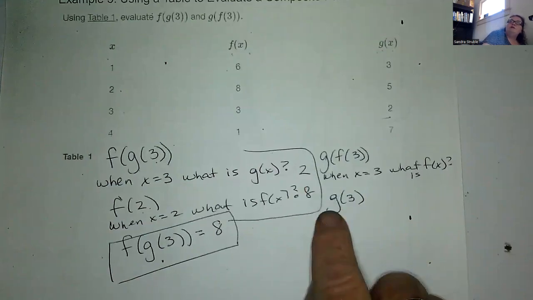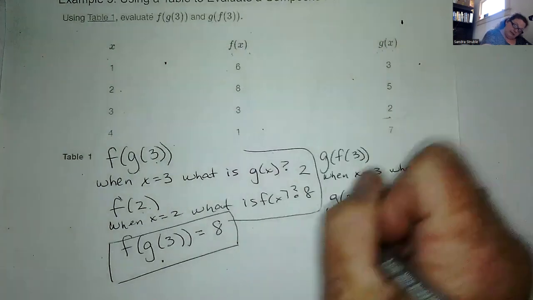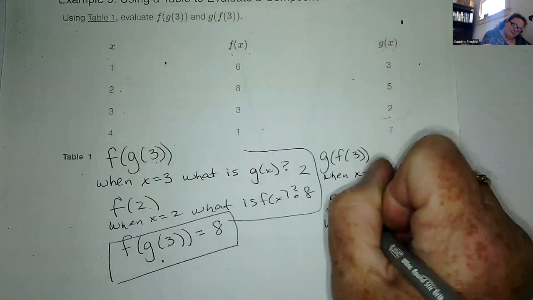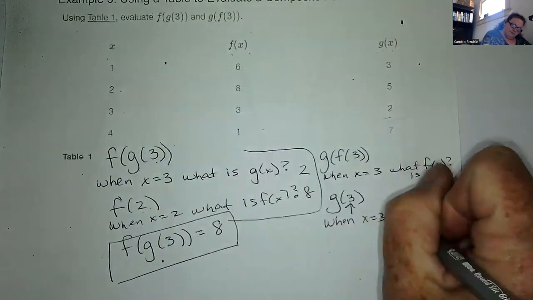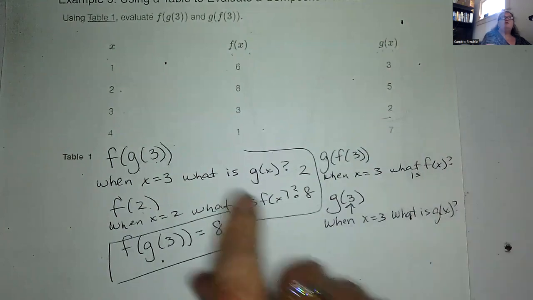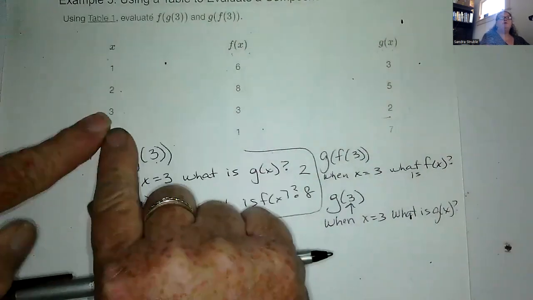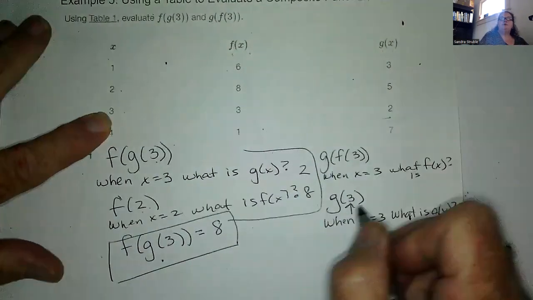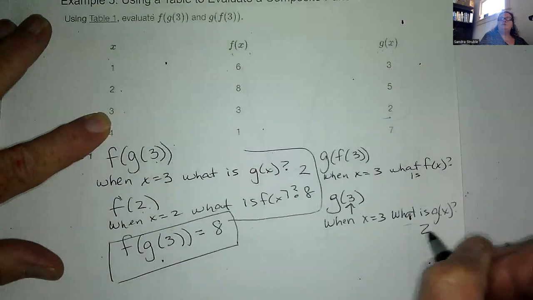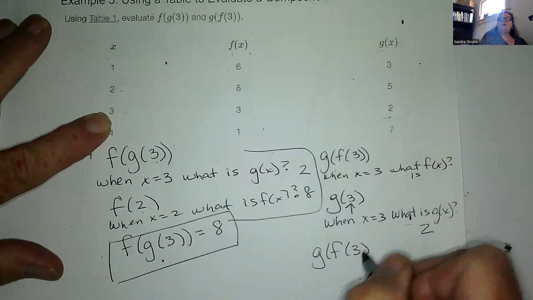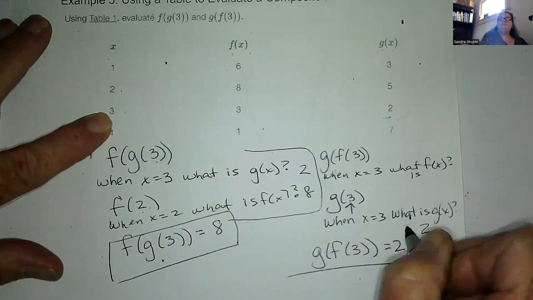Now I can bring my g into the party. Now I'm asking, when x is equal to 3, what is g of x? So I come to 3. Here's 3. Now I have to go find my function g. It's over here, and my answer is 2. So g of f of 3 is equal to 2.